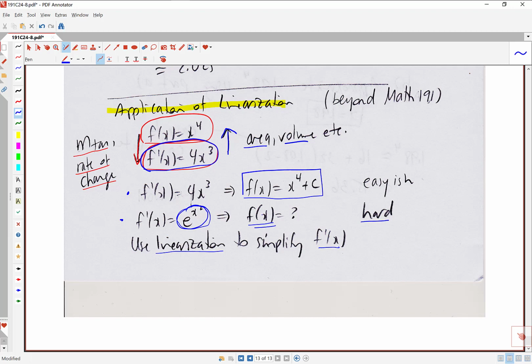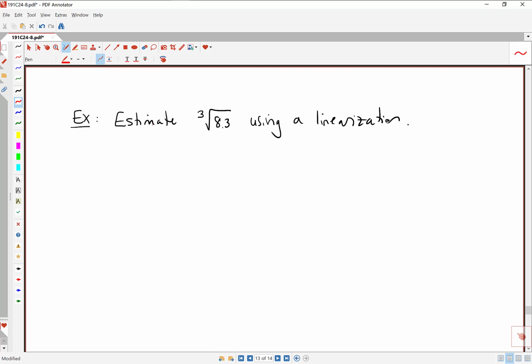I believe it's always easier to learn topics when you have a sense of how you would use them. So the problem is to estimate the cube root of 8.3 using a linearization. A couple of comments about this. First of all, sure, you could just go to your calculator and calculate the cube root of 8.3. Calculators can do that, but that would be missing the point of what we're doing here.